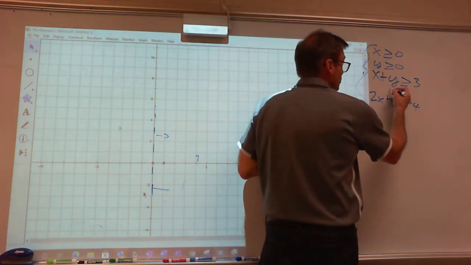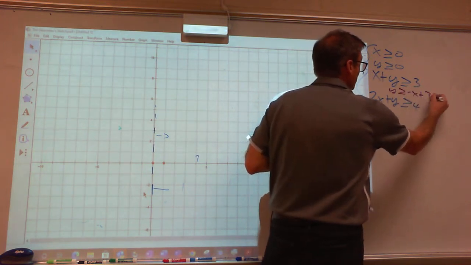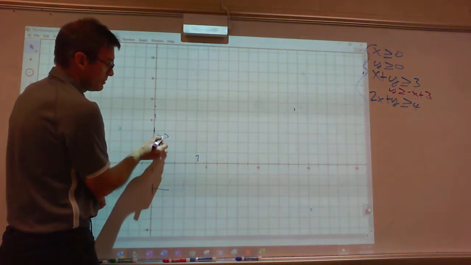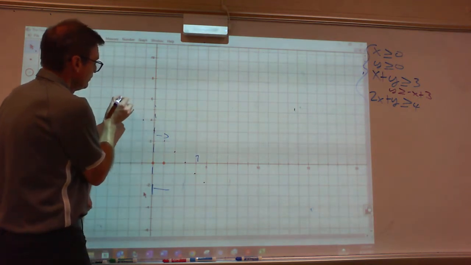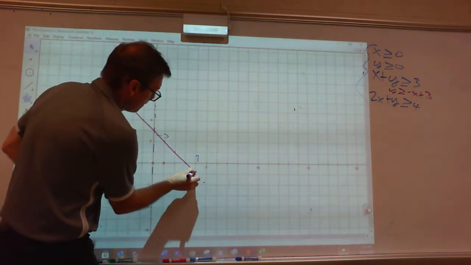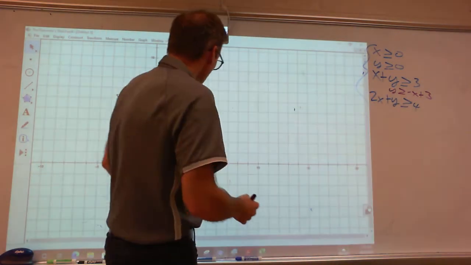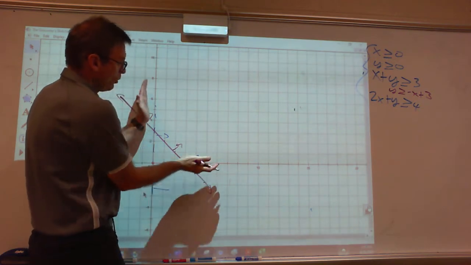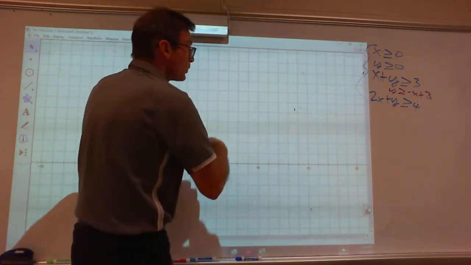I'm going to change that so that it's y is greater than or equal to a negative x plus 3. So we go 3, and it's negative x, so down 1 over 1. And it's y bigger, so we're shading up. So right now we were just in the first quadrant. Now we've drawn this line, so now we're shading up this way.